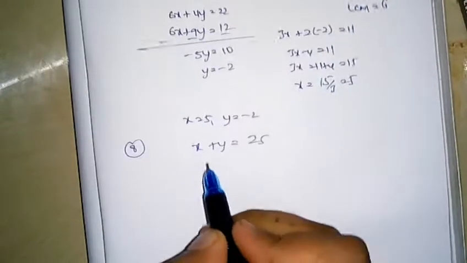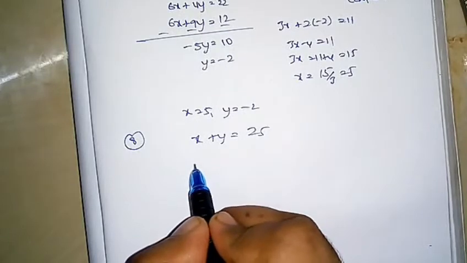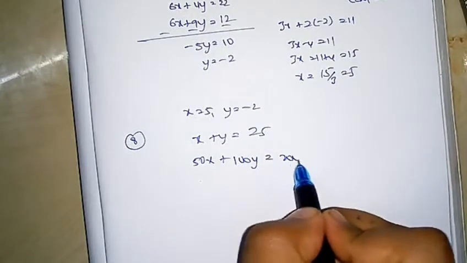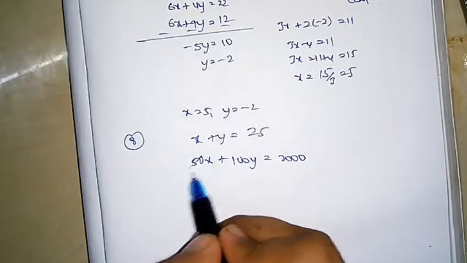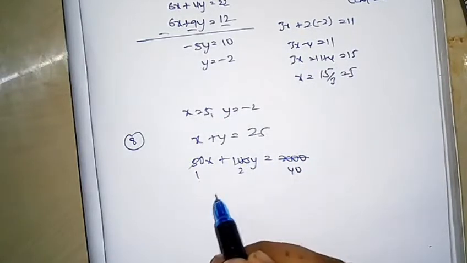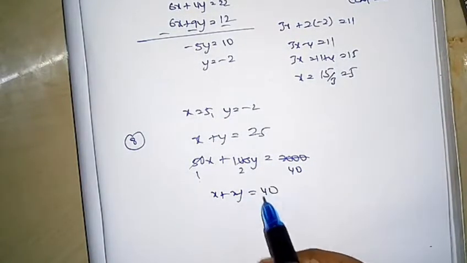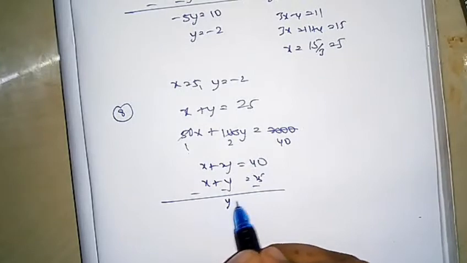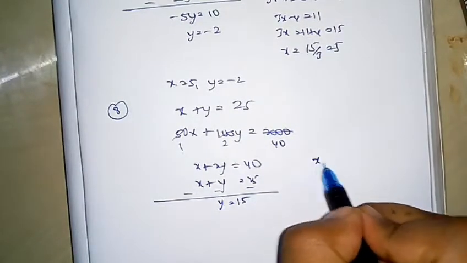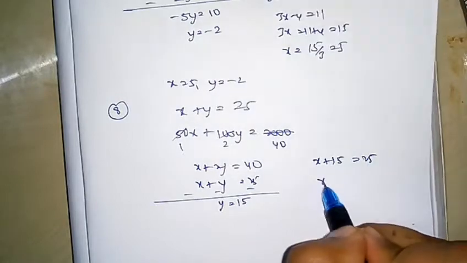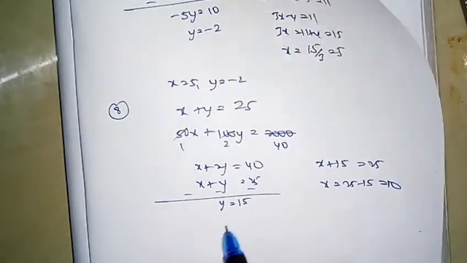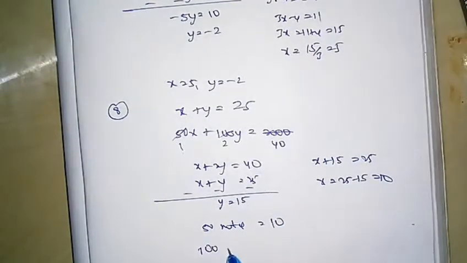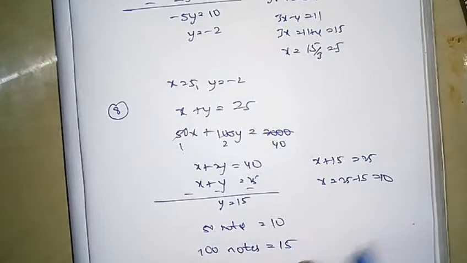One more equation: the total amount is 2000. So 50x plus 100y is equal to 2000. You can simplify the equation by dividing by 50. So x plus 2y is equal to 40 and x plus y is equal to 25. Do subtraction. You get y is equal to 15. Substitute in x plus 15 is equal to 25. So x is equal to 25 minus 15, which is 10. Therefore, the number of 50 notes is 10 and the number of 100 notes is 15.